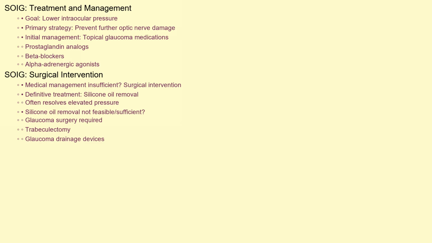If medical management fails, surgical intervention becomes necessary. Removal of the silicone oil is the most definitive treatment and can often resolve the elevated pressure. In cases where silicone oil removal isn't feasible or doesn't completely control the pressure, glaucoma surgery, such as trabeculectomy or glaucoma drainage devices, may be required to create an alternative outflow pathway for aqueous humor.